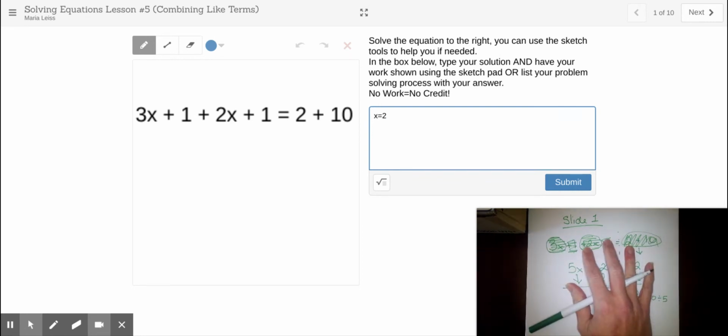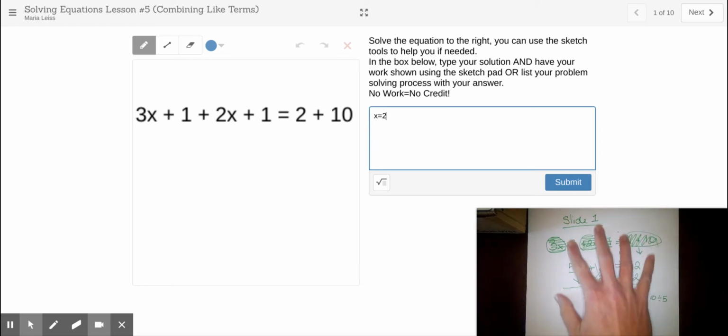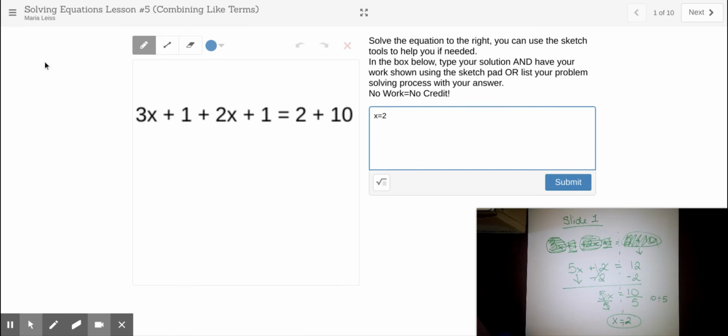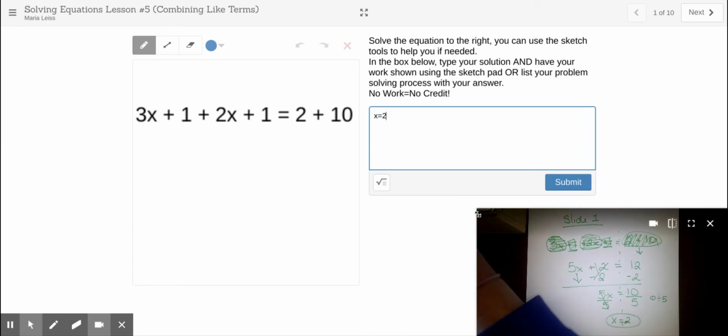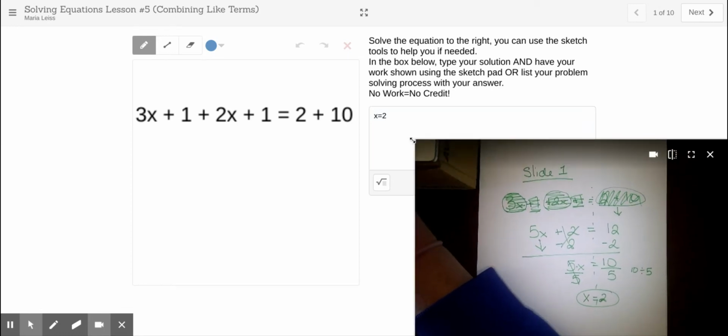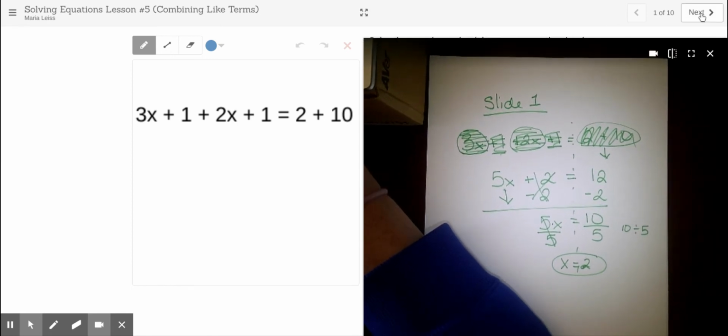If you don't do it on paper and you don't do it on the screen and the only thing you turn in is x equals 2, I'm giving you a 0 because you did not show any of your work. If you don't have any work to show here, then you have to actually write out the steps in words in this box. Up to you. You've got a couple different ways to turn in your work, but you have to have work or you don't get credit. All right, let's go to slide 2.